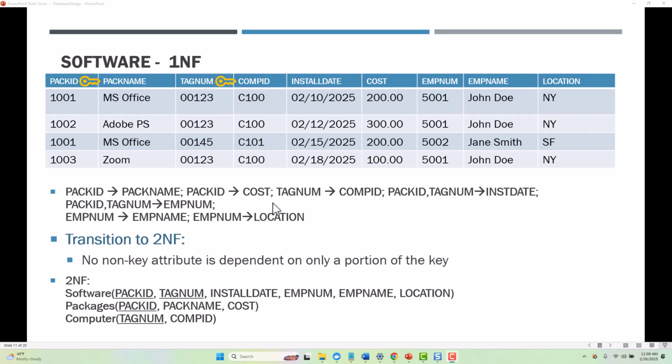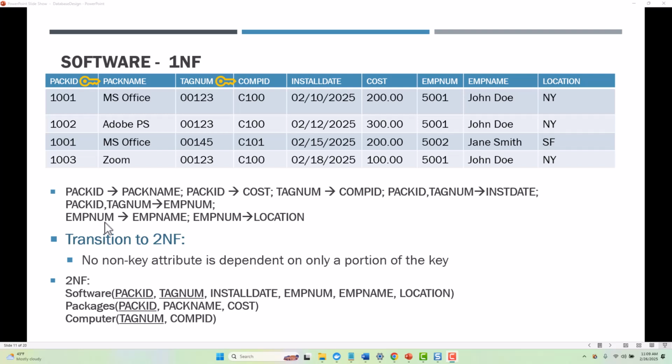And then as I continue through here, I have my tag num determines the computer ID. Okay, well, tag num is just one of the two fields. It's not both of them. So I have to remove that into its separate relation. And then as I continue through here, I have my pack ID and tag num functionally determining install date. So that stays in the software relation. I have my pack ID and tag num functionally determining the employee num. So that stays in the software relation.